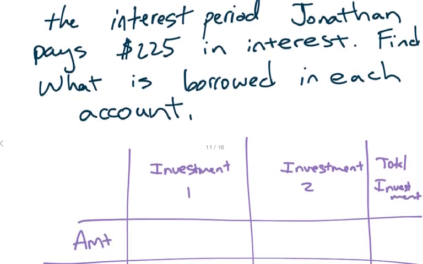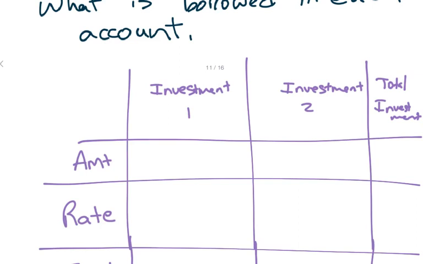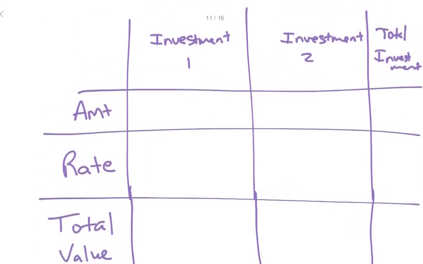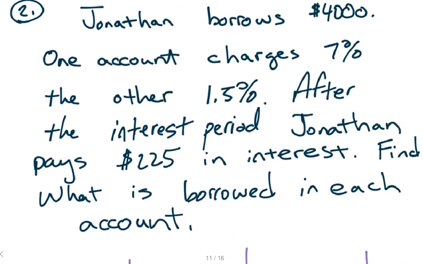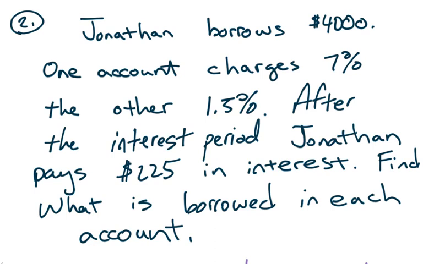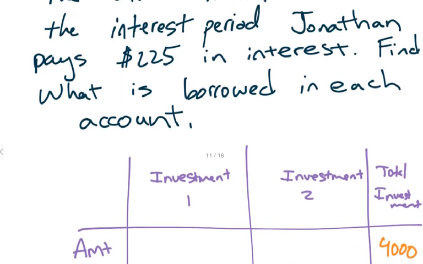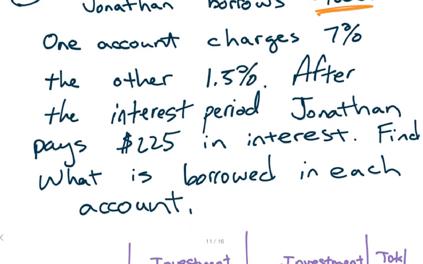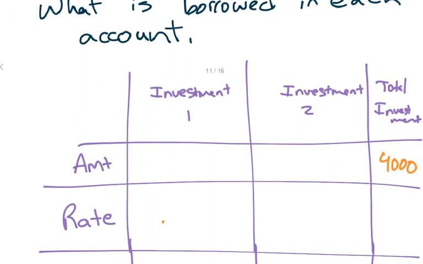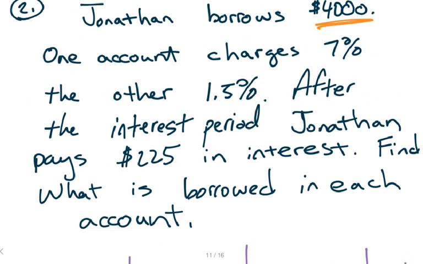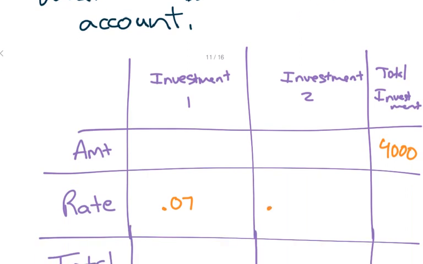Okay, so I basically left the chart more or less the same, and we're just going to substitute in values. So we have here that he borrows $4,000, right? So the total investment is going to be $4,000. Hopefully that's correct. And then one account charges 7%, so I'm going to put 0.07, and the other one charges 1.5, so this is 0.015.